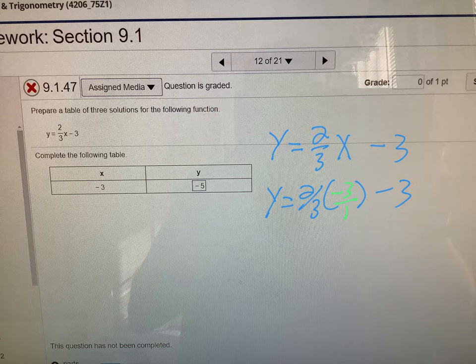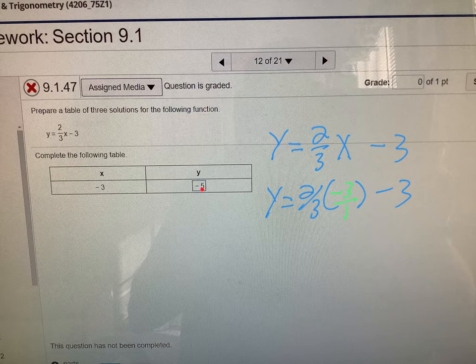Oh, I saw your question in the email. Prepare a table of 3 solutions for the following function. So you're given this equation, y equals 2/3 x minus 3, which I wrote out here. You want to let x be -3 and find the corresponding y value.